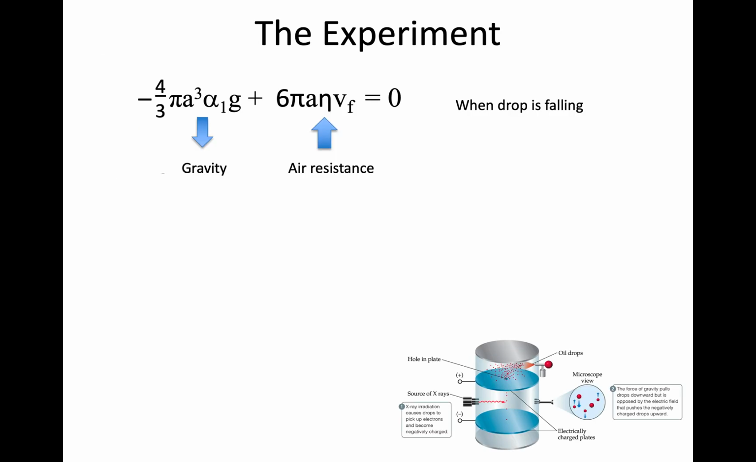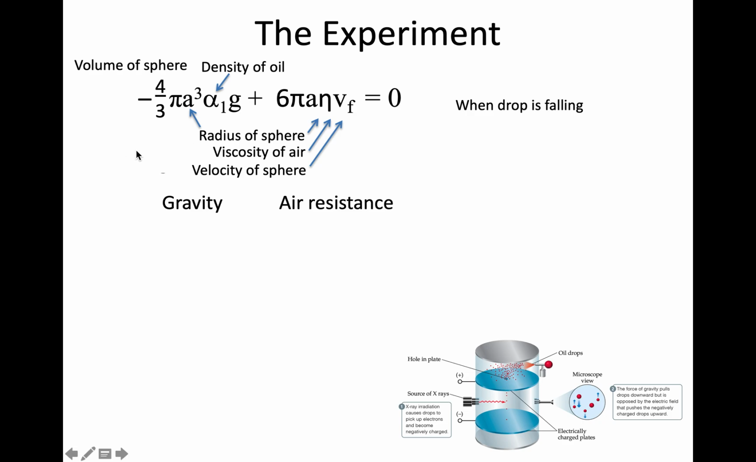So this is how the experiment works. When the drop is initially falling, gravity is pulling it down, air resistance is countering that. When they're equal to each other, that's when we have constant velocity. If we look at some of the internals here for the gravity, this is set up with this 4/3 pi r cubed, radius cubed. So they're taking the volume of the sphere and multiplying it by its density in order to get the mass. So that's what this term here is.